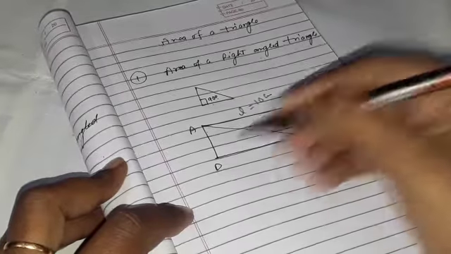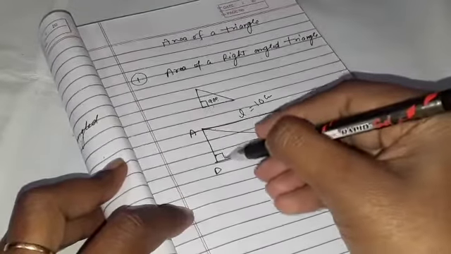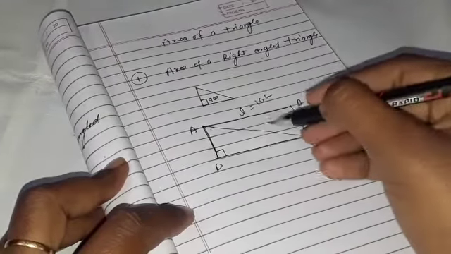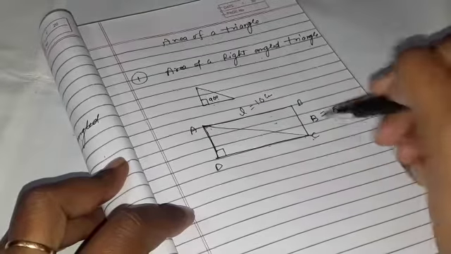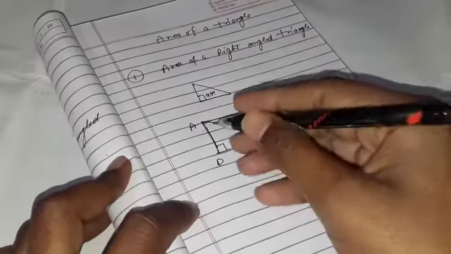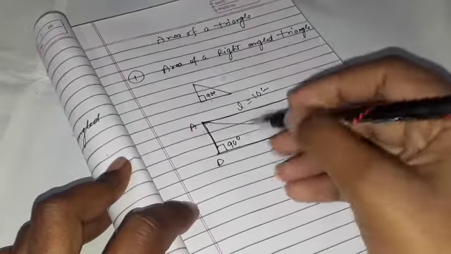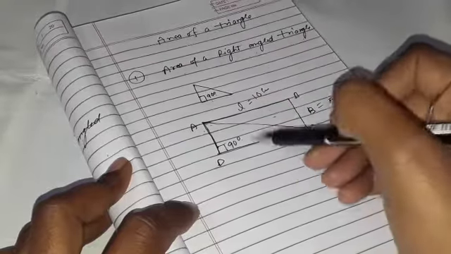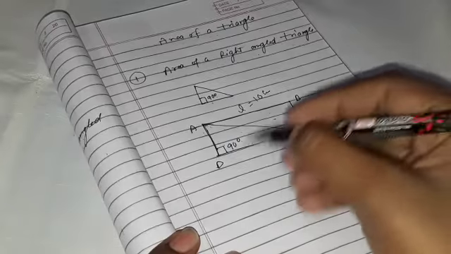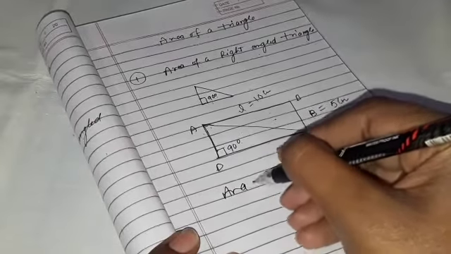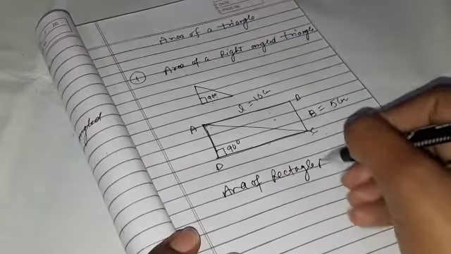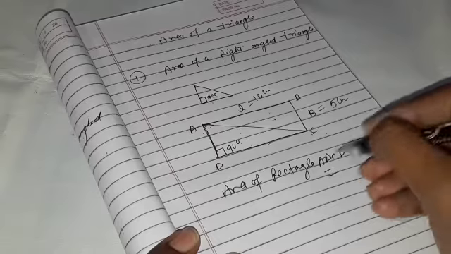This is ADC, or we can say triangle ADC. You can see class, this is a triangle and this is also a triangle ABC. So if I am talking about ADC, then you can see this is a 90 degree angle. So this is a right angle triangle. Before I explain the right angle triangle, first I just want to ask you, what is the area of rectangle? This is rectangle ABCD. So what is the area of rectangle ABCD?